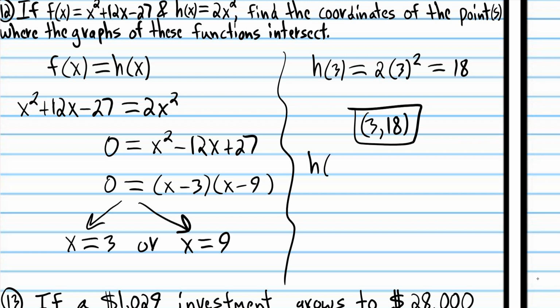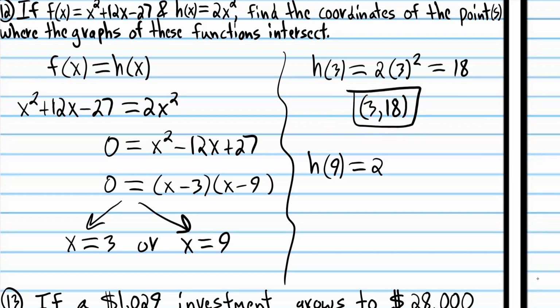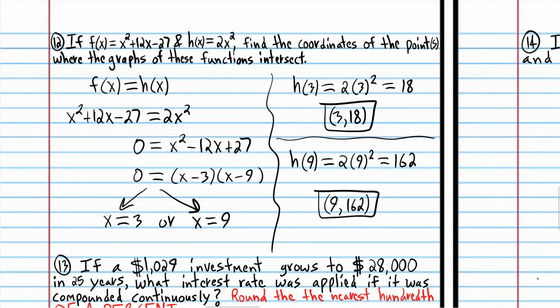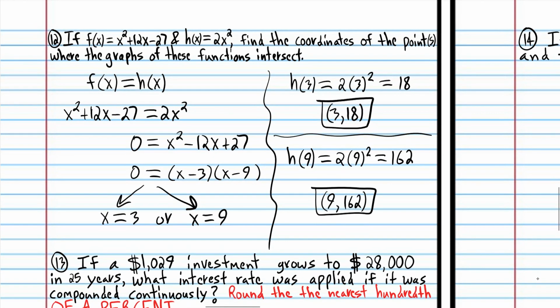Now I'm going to plug in 9 to h. Again, you don't want to plug it into f, because f is a much more complicated equation. So h of 9 is equal to 2 times 9 squared, which is 2 times 81, which is 162. So the point that we're looking for is 9, 162. So those are the points where the graphs intersect. So if you got that right, excellent.